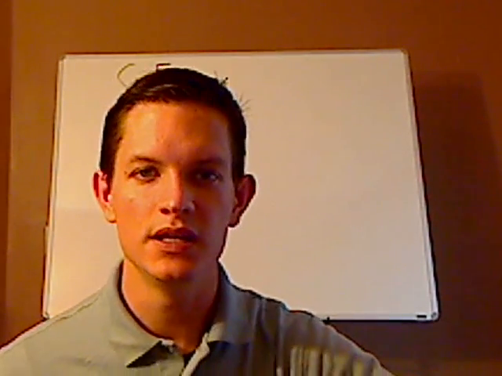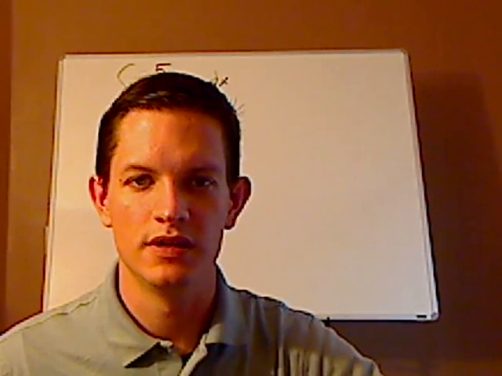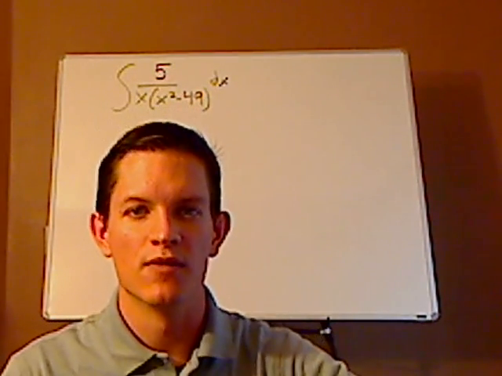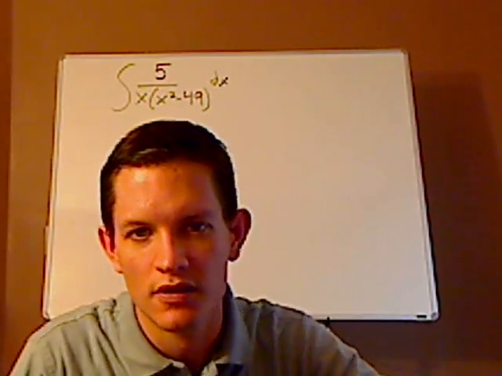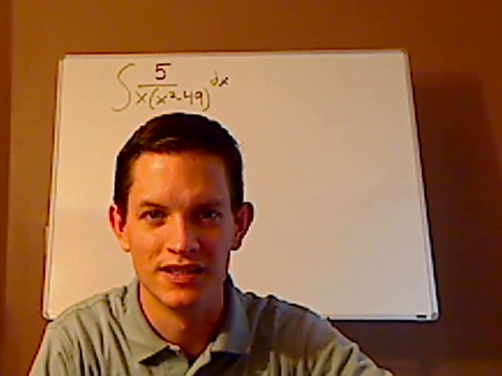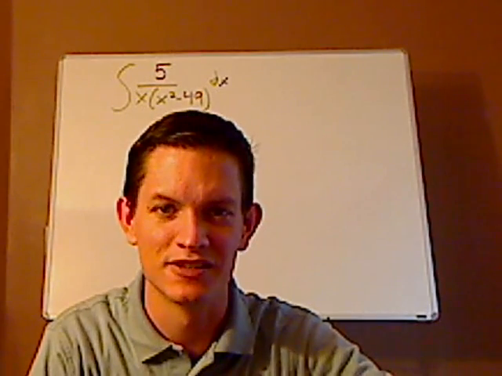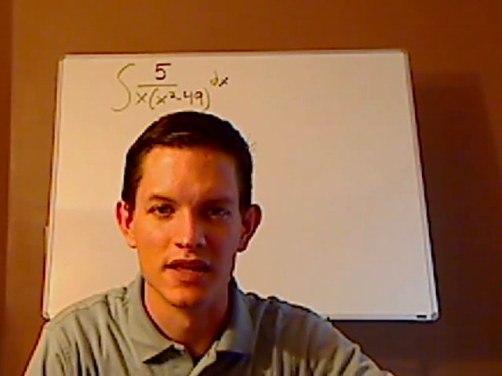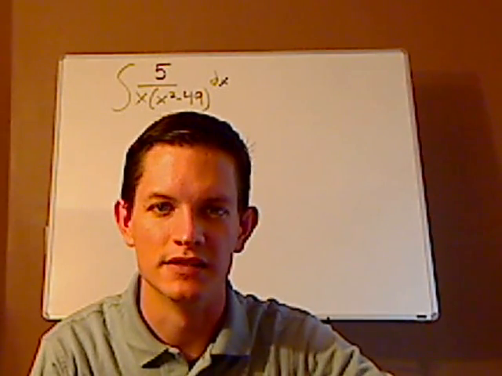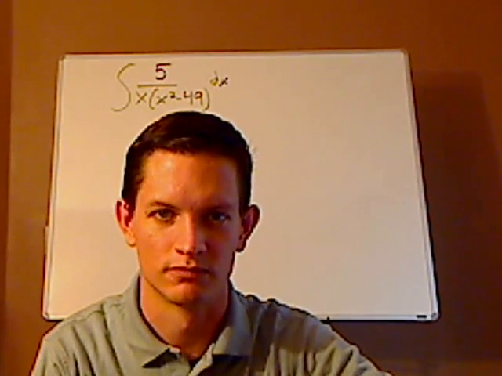Hi, I'm JD, and today what we're going to be doing is integrating a rational expression. I have one on the board. It is the integral of 5 over x times (x squared minus 49), with respect to x. So if you would, pause the video and see if you can try to do this one.